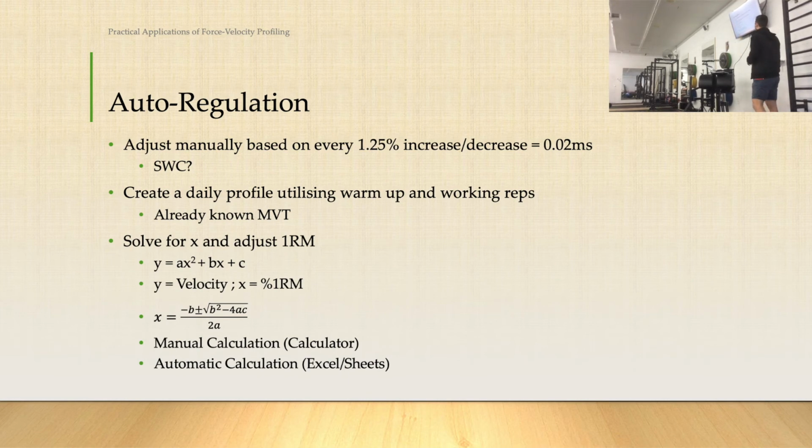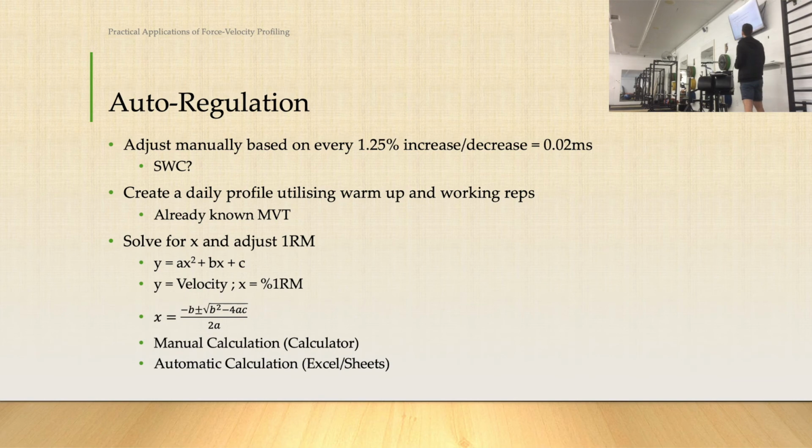If you decide that 0.02 is too small of a change and you want to wait for 0.04 to make an action, then you can. Number 2 is you can create a daily profile utilising the warm-up and working reps. Now, this takes a little bit longer and you can probably utilise it if you have a few more athletes. It's a bit hard with maybe 10, 20 athletes.